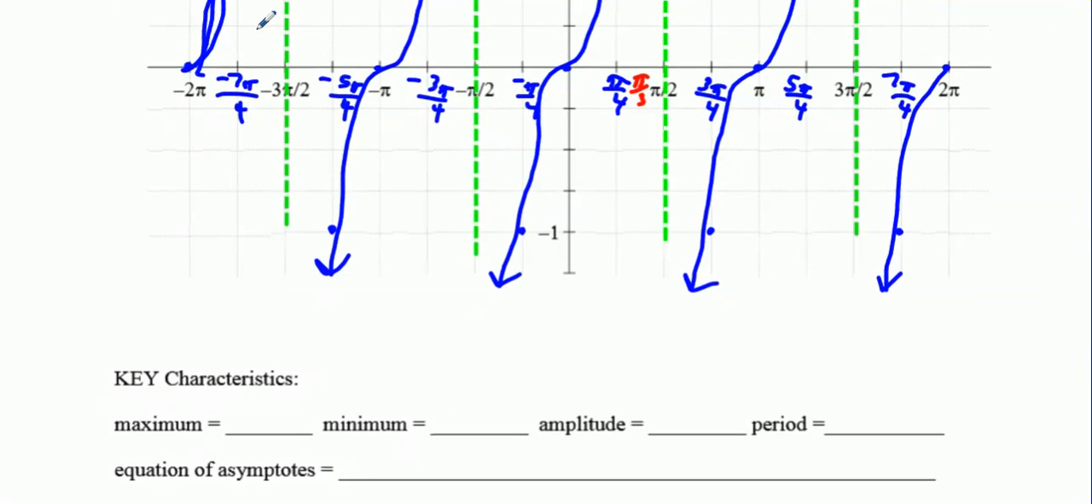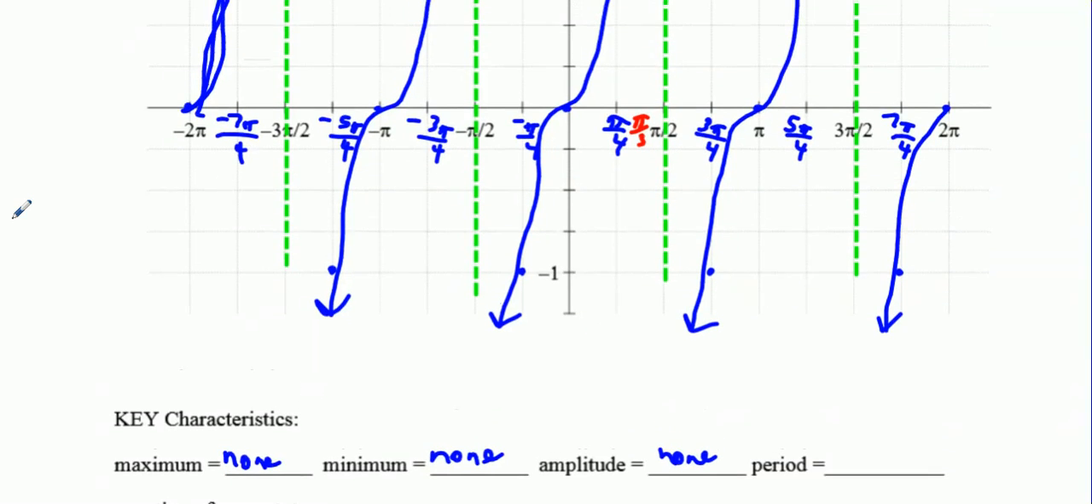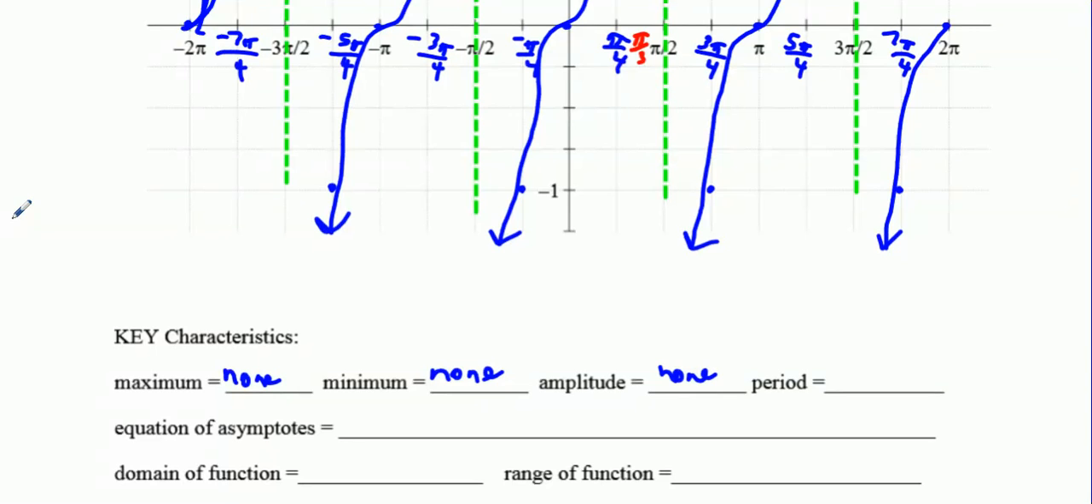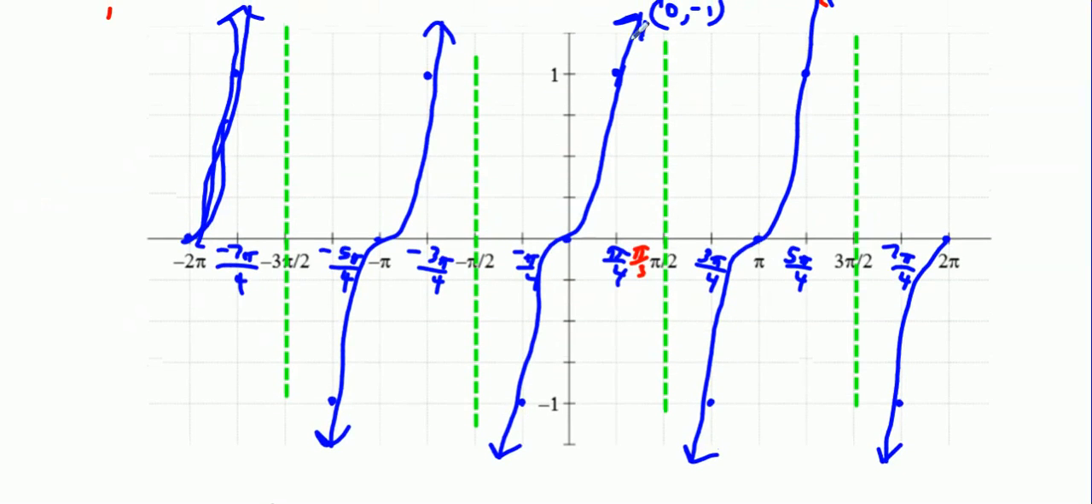Let's look at some of the properties. The maximum and the minimum. Well, there's no maximum. This goes on forever, as you can see with the arrows. So no maximum, no minimum, goes to infinity. Amplitude, same thing. It goes on forever, so it's not applicable. You'd say no amplitude.